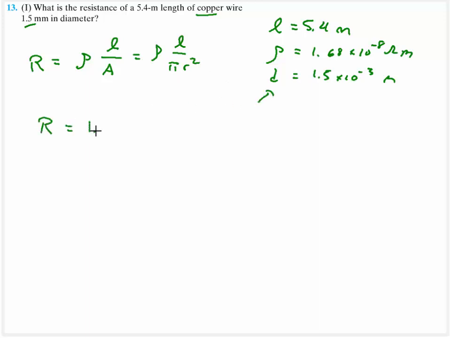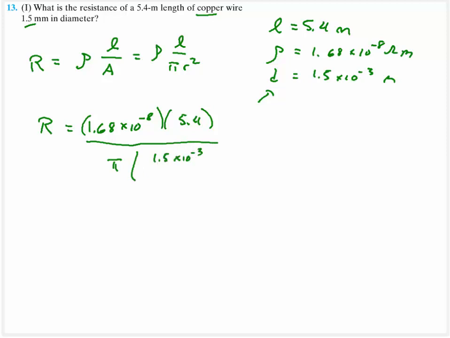So resistance is going to be 1.68 times 10 to the negative 8th. Multiply that guy by the length, 5.4 meters, divided by pi. And then it's going to be 1.5 times 10 to the minus 3, divide that guy by 2, half of the diameter is the radius, square that guy, and we're going to come up with 5.1 times 10 to the negative 2 ohms.